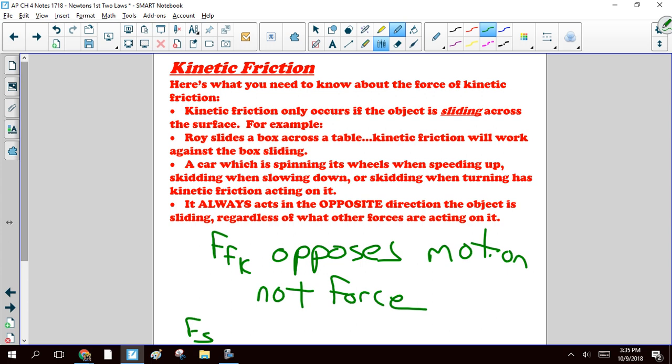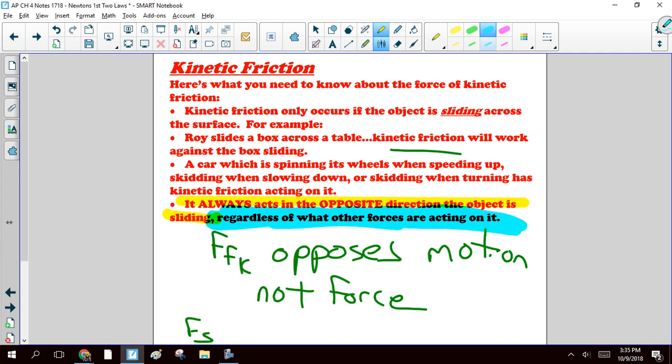So let's see. Kinetic friction only occurs if it's sliding. Kinetic friction works against the box sliding. A car that's spinning its wheels when it's speeding up, that's going to be kinetic friction because the tires are already sliding. This is the point that I was just trying to emphasize. Friction always acts in the opposite direction the object is sliding, regardless of what other forces are acting on it. All right, the direction that static friction or kinetic friction acts in has nothing to do with the other forces on it. It has only to do with the direction the object is sliding.